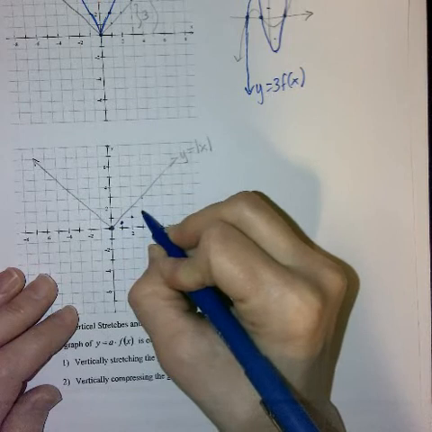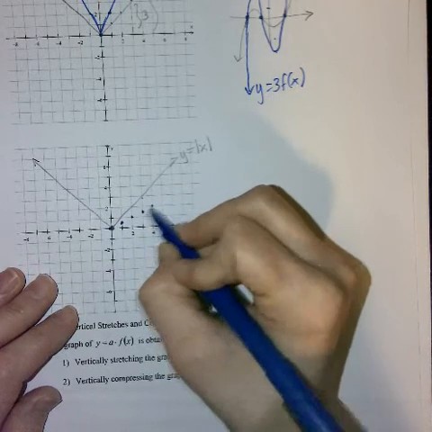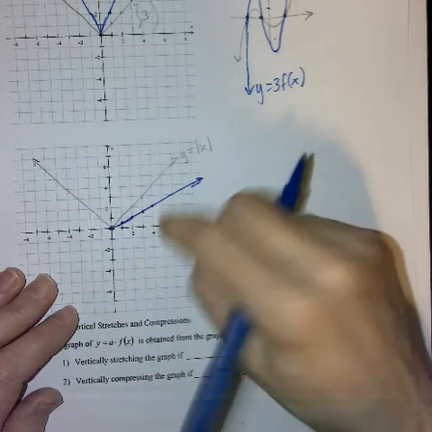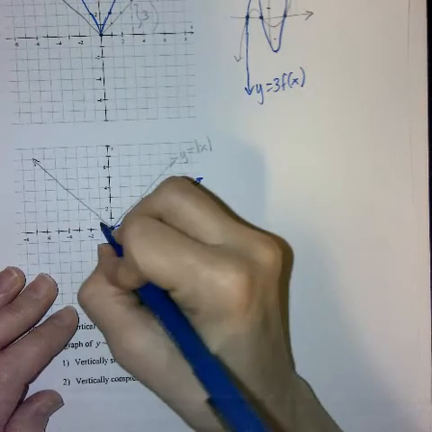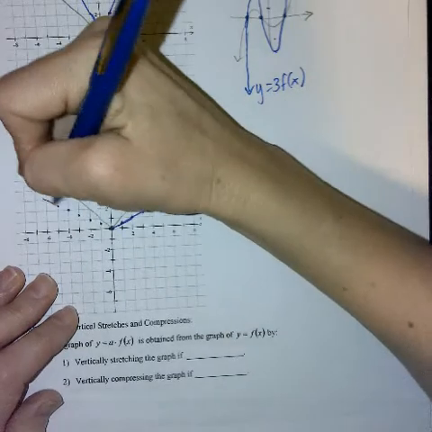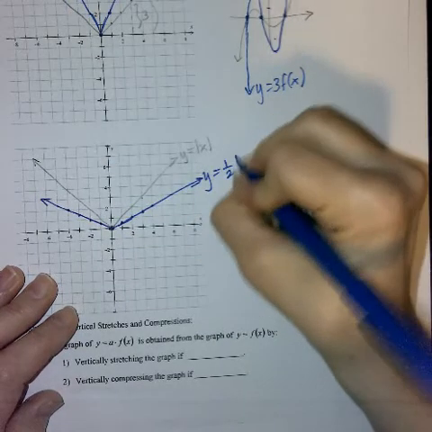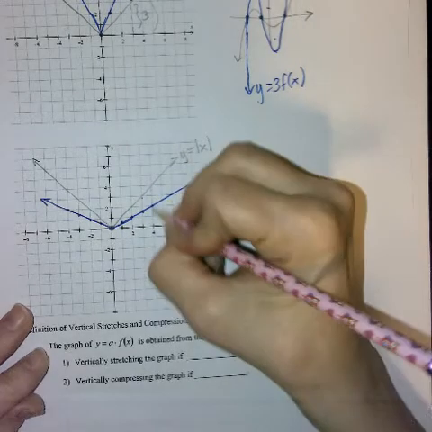And so this side here, notice they're all half as high as the original. And of course we're going to get the same thing on the other side. So this blue graph, y is 1/2 absolute value of x. So vertically, you take the original, and whatever this height was, this height is half as high.